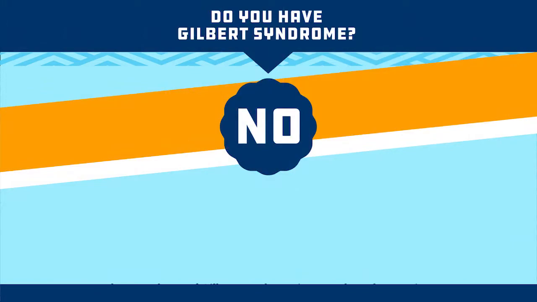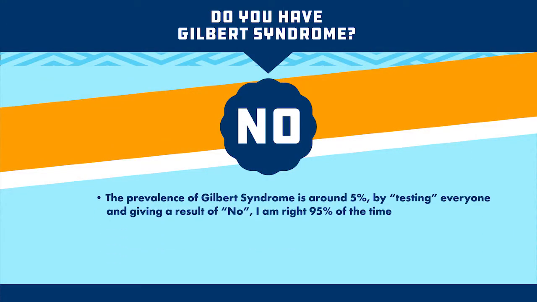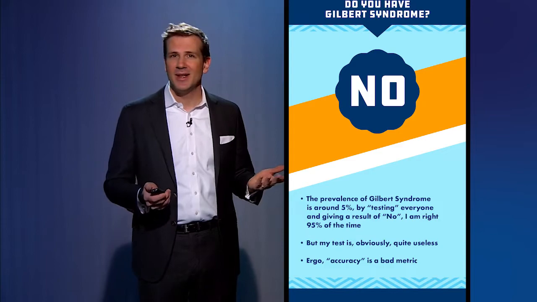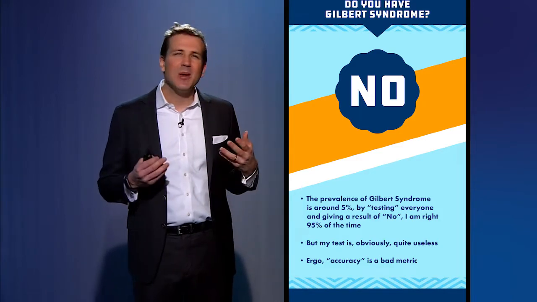Well, I actually did really well. The prevalence of Gilbert syndrome in the general population is about 5%. 5% of people have Gilbert syndrome out there. I said no, which means that I'm 95% accurate, right? Because I am correct 95% of the time, simply by saying no all the time. So hopefully what you see is that this metric called accuracy, how often you're right in predicting whether the person has the disease or not, is pretty useless, because obviously a test that just says no all the time doesn't actually do anything for you. So there's got to be a better way.